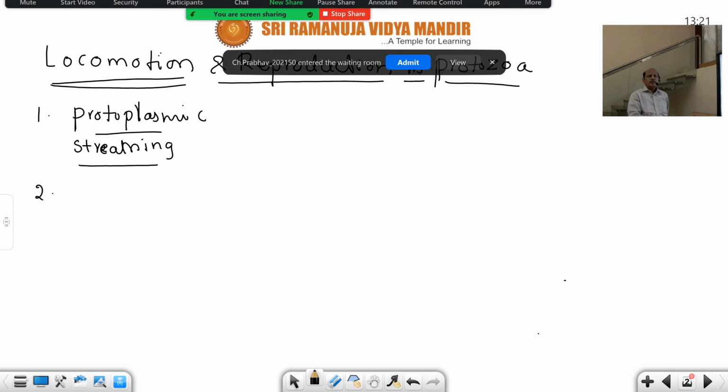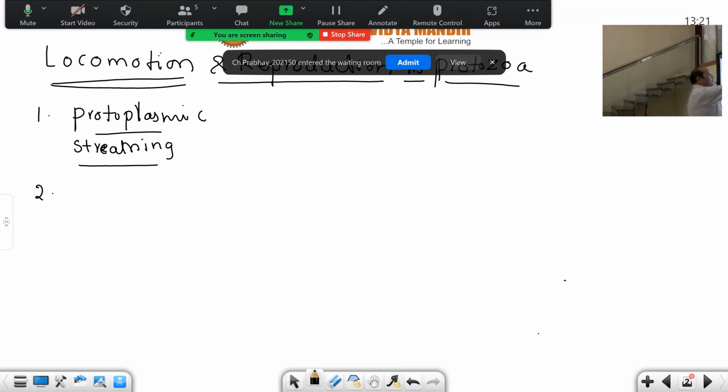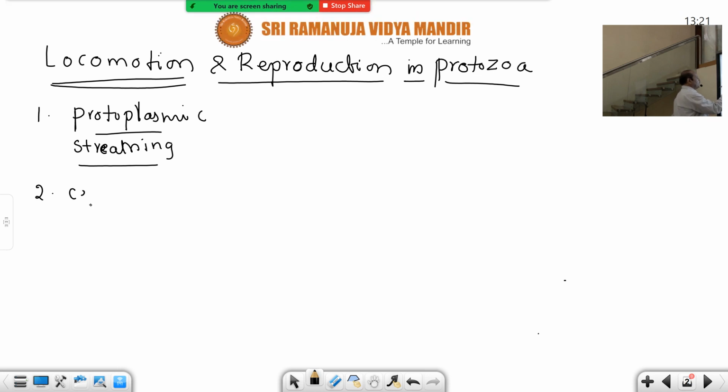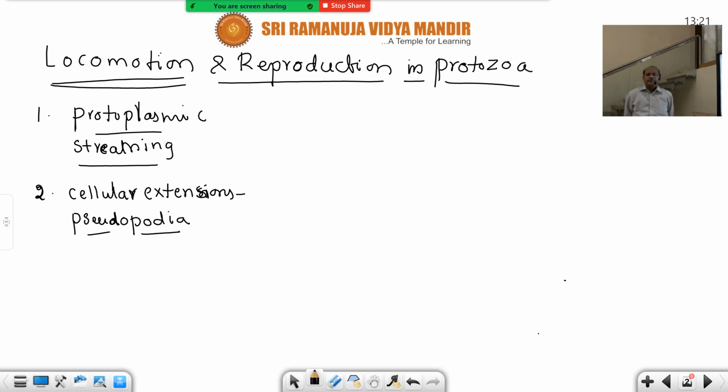So now let us take the types of locomotor organelles in protozoa. First, locomotor organelles, simple definition: cellular extensions of the body. If it is asked by anybody, your answer must be pseudopodia. Pseudo means false, podia means feet, false feet. That's why the name is given pseudopodia, like our feet, they walk on the surface of the land.